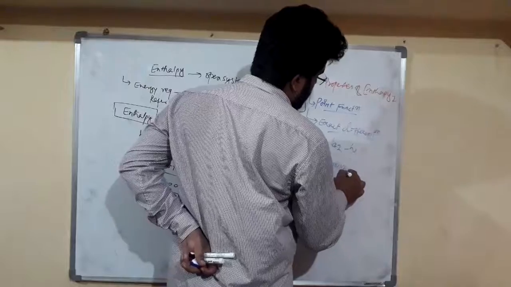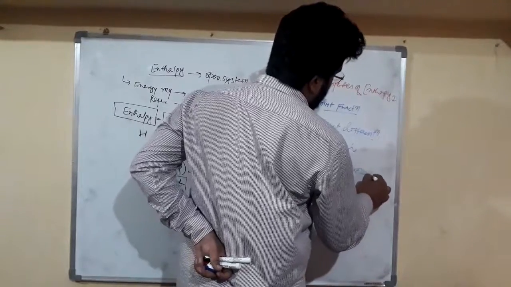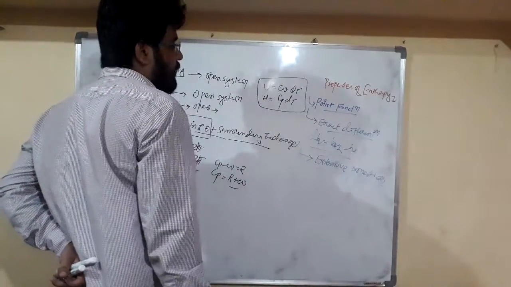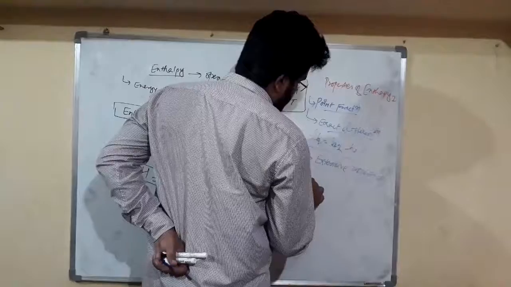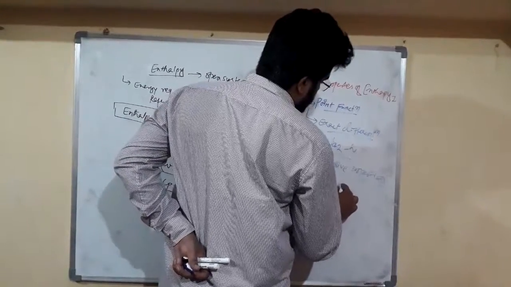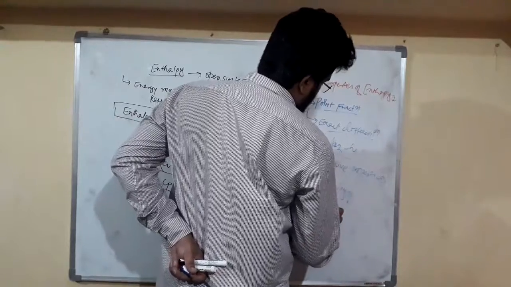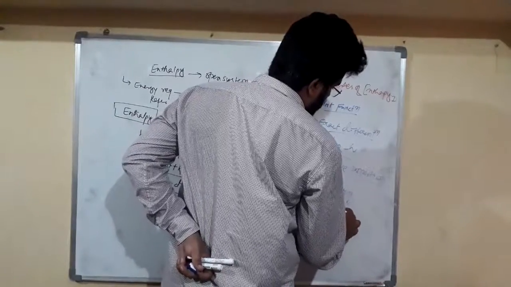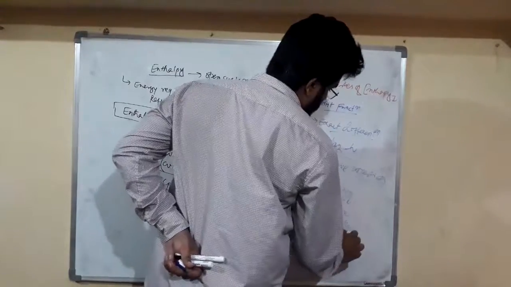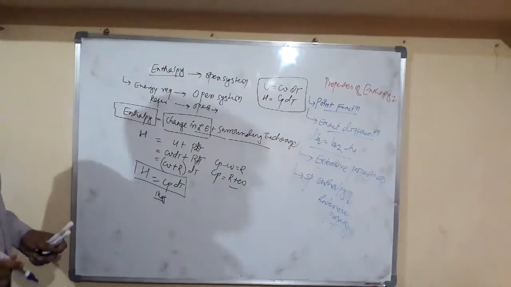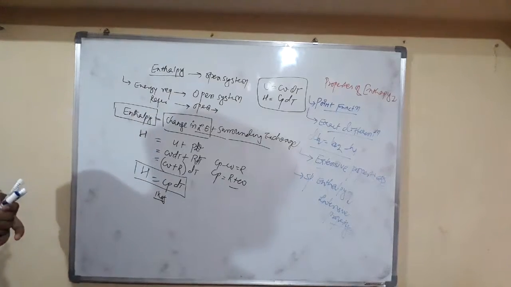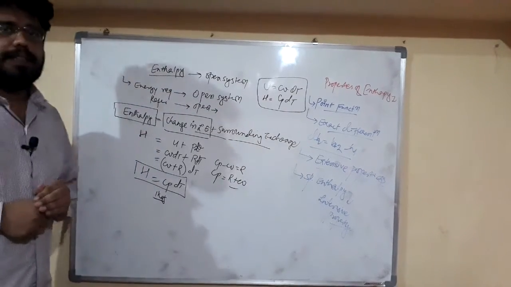So it is an extensive property, because it is energy, and all energies are extensive properties, depending on the mass. And friends, our specific enthalpy is an intensive property. Specific enthalpy means enthalpy per unit mass, and it becomes independent of mass, so it is an intensive property. So friends, this is all about enthalpy.